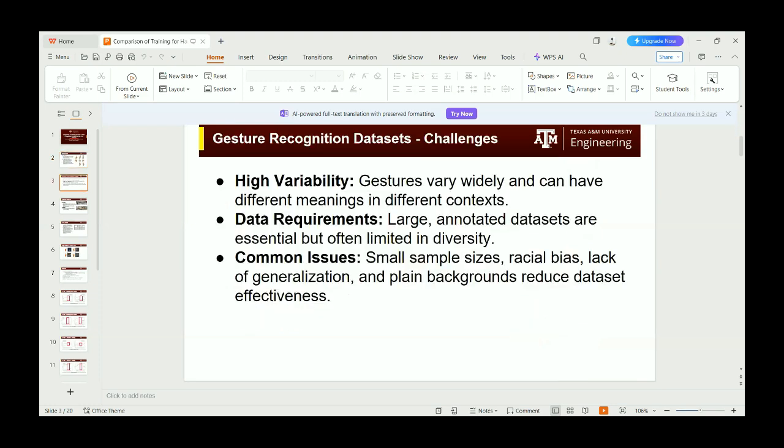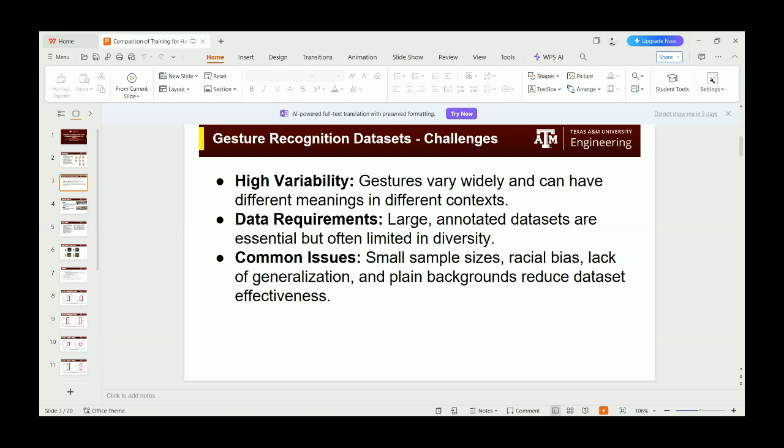Unfortunately, there's some challenges. The gestures vary widely and can have different meanings in different contexts. There's a lot of data that is required. The data is large, and annotated data sets are often limited in diversity. So some examples here are that we have small sample sizes, very similar to what you saw earlier with medical images. There's not a lot of pictures of these online.